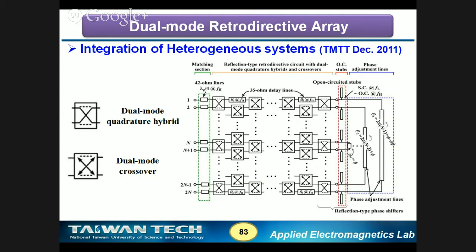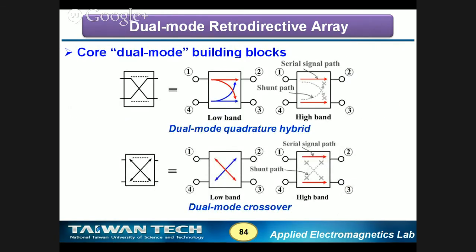We just need two core building blocks. The first is a dual mode quadrature hybrid, which means a dual mode branch line coupler. Be careful about the mode. I will explain what dual mode means in the next slide. The other is the dual mode crossover. Now, what are the dual mode building blocks?